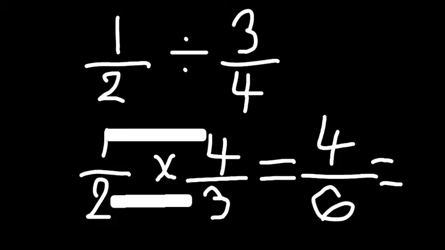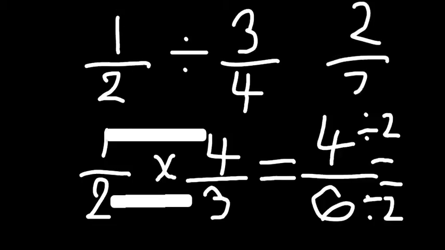Okay? However, this fraction needs to be simplified, right? So 4 and 6, what do they have in common? They have 2. So you're going to divide by 2. And divide by 2. And the answer should be 2 over 3. And that's your final answer.